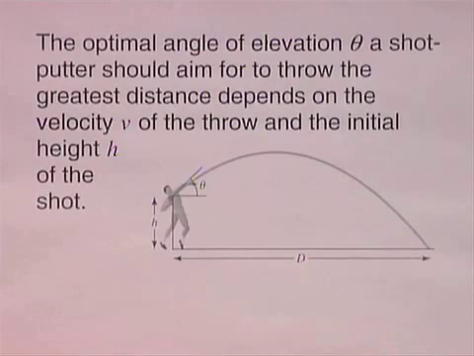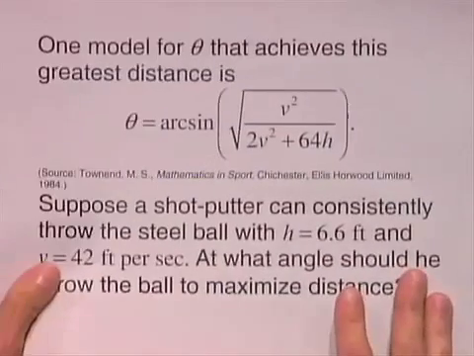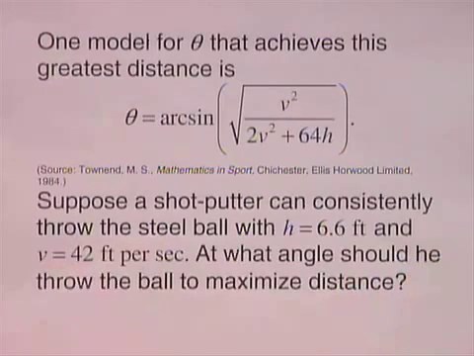Let's work an application problem. The optimal angle of elevation theta a shot putter should aim for to throw the greatest distance depends on the velocity v of the throw and the initial height h of the shot. Continuing, one model for theta that achieves this greatest distance is theta equals the arc sine of the square root of v squared over 2v squared plus 64h. Now, suppose a shot putter can consistently throw the steel ball with h equals 6.6 feet and v equal 42 feet per second. At what angle should he throw the ball to maximize the distance?